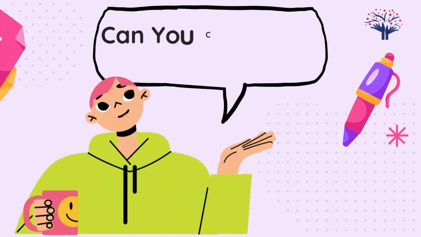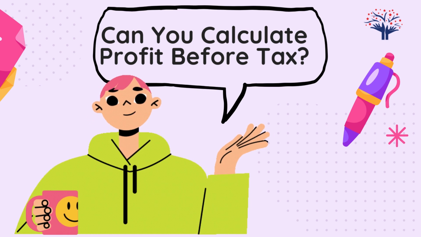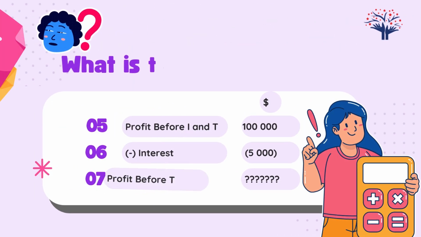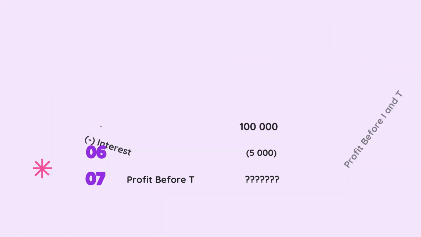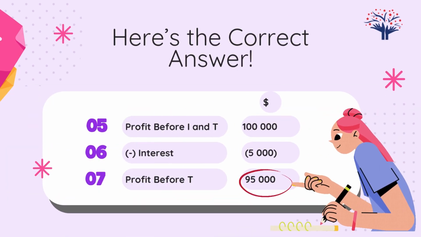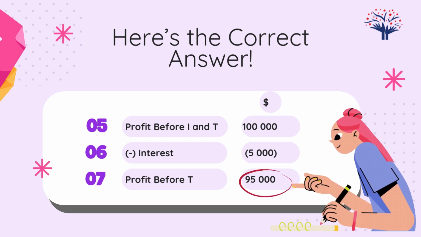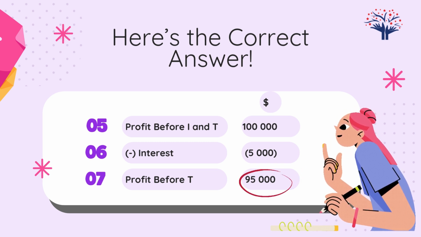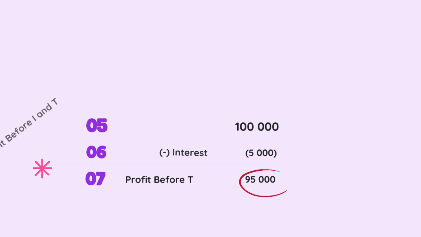Now it's your turn. Can you calculate the profit before tax? Here's a hint. Subtract the interest paid from the profit before interest and tax. Here's the correct answer. Starting with the profit before interest and tax, which is $100,000, we subtract the interest paid, $5,000. This gives us a profit before tax of $95,000. Great job if you got it right.